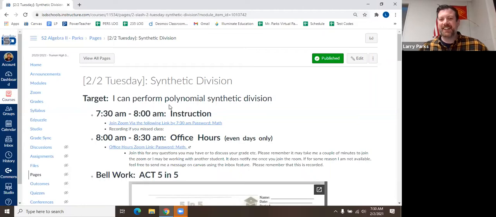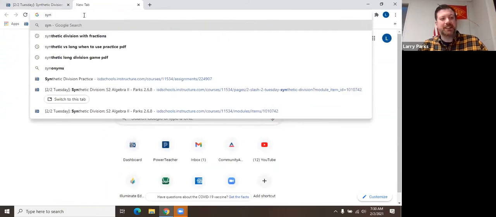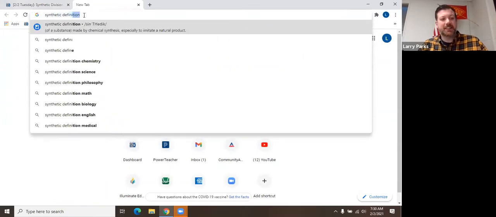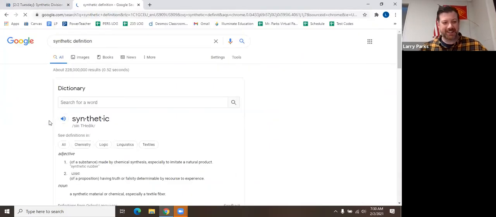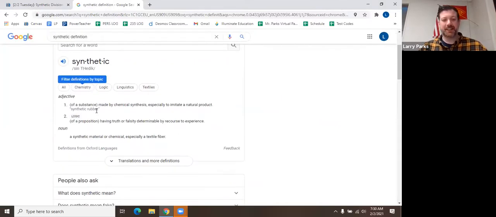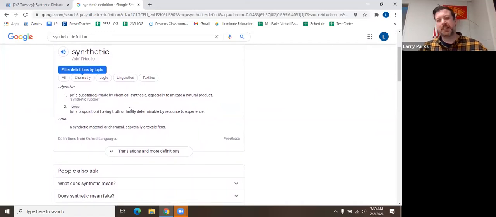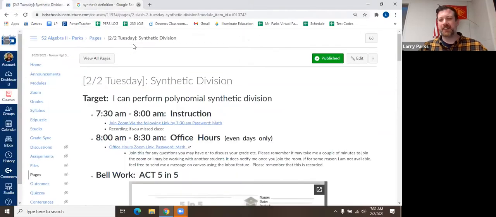Now, if you were to look up the word synthetic, which we could do together: synthetic, made by chemical synthesis, having truth or false. So some people like to call this the fake method, the fake way, and it's actually a lot easier than using long division.